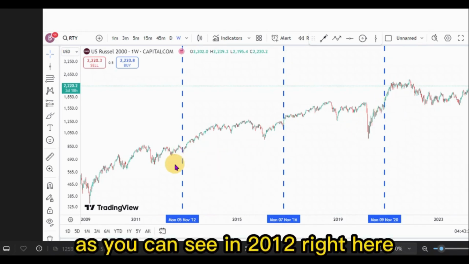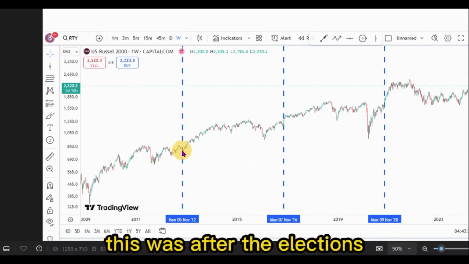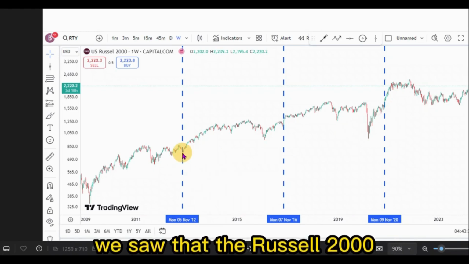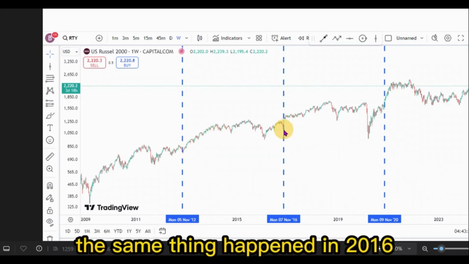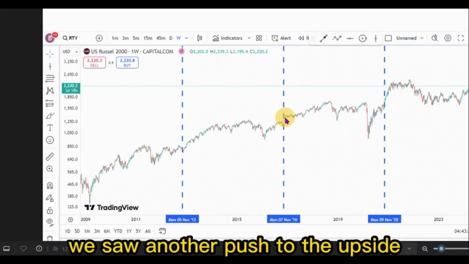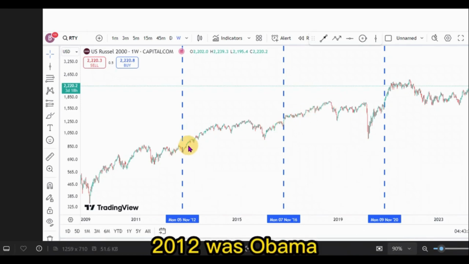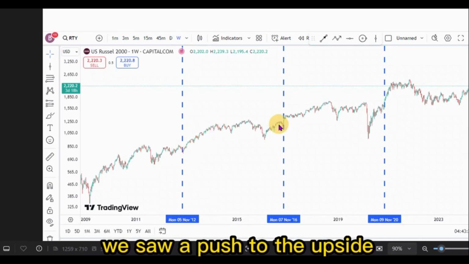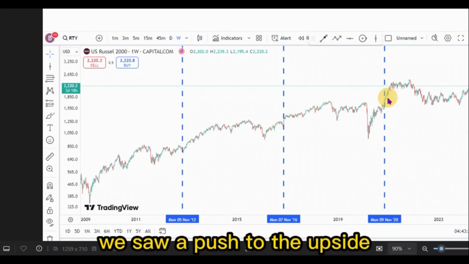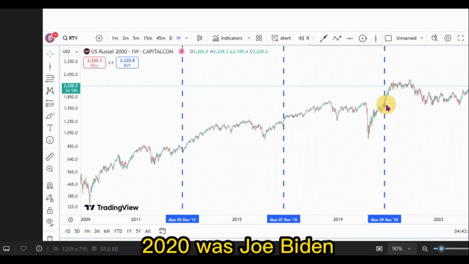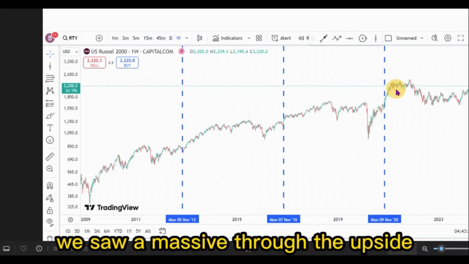As you can see in 2012, right here, this was after the elections. We saw that the Russell 2000 saw a massive pump to the upside. The same thing happened in 2016 when Trump won. We saw another push to the upside. 2012 was Obama. We saw a push to the upside. 2016 was Trump. We saw a push to the upside. 2020 was Joe Biden. We saw a massive push to the upside.